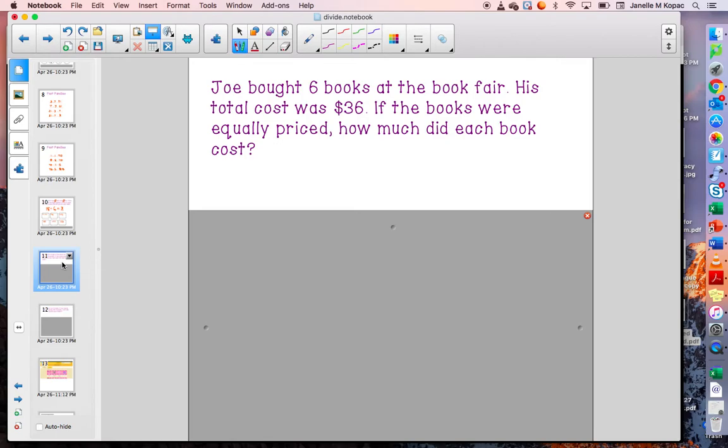Joe bought 6 books at the book fair. His total cost was $36. If the books were equally priced, how much did each book cost? So I see our 2 numbers here. He has 6 books and it's going to cost $36 in all. So we need to find out how much did each book cost. We're going to take the $36 and divide it between the 6 different books that he bought.